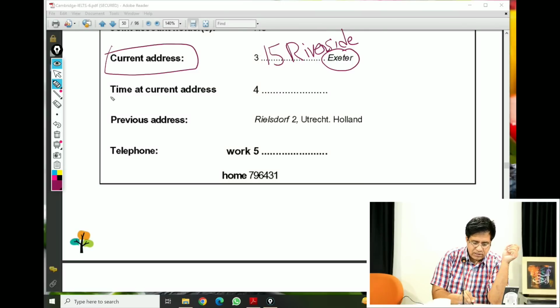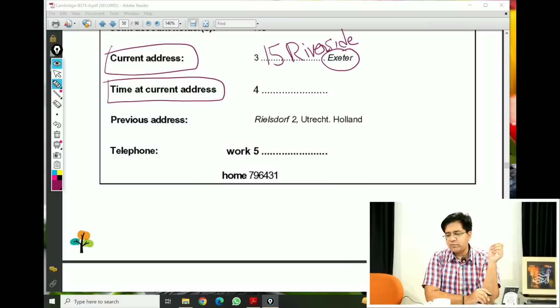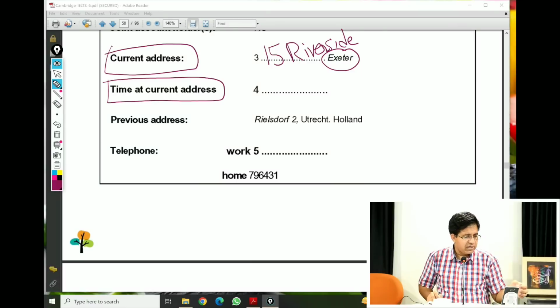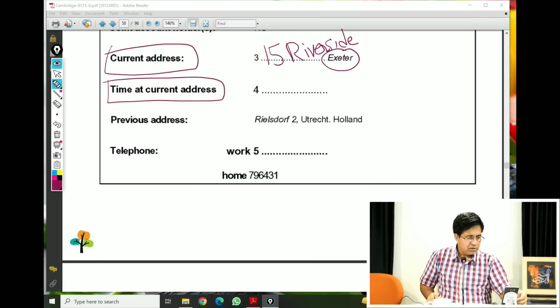Next, time at current address. Now, time at current address means how long is she going to stay there? Time at current address. For example, I'm going to be here for the next 3 months. So time at current address, it's going to be like 3 months. Right? So, time at current address. If I say like, I'm going to move after 2 weeks to another location, but until then I'm here. So, answer is 2 weeks.